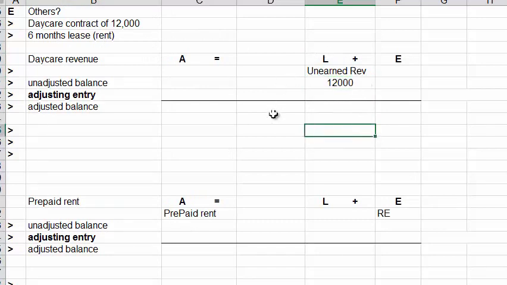But similar to what we did with office supplies and daycare supplies, we could have recorded this all as revenue and we still would have been able to do a single adjusting entry that would have corrected both accounts. We would have ended up in the same place for adjusted balances when we were done.